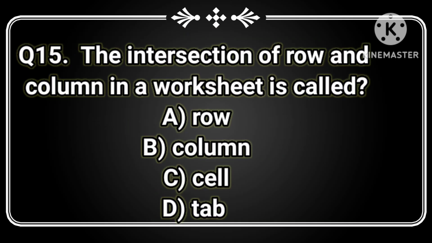Right option is option C, PPT. Last question is, the intersection of row and column in a worksheet is called? A. Row, B. Column, C. Cell, D. Tab. Right option is option C, Cell.